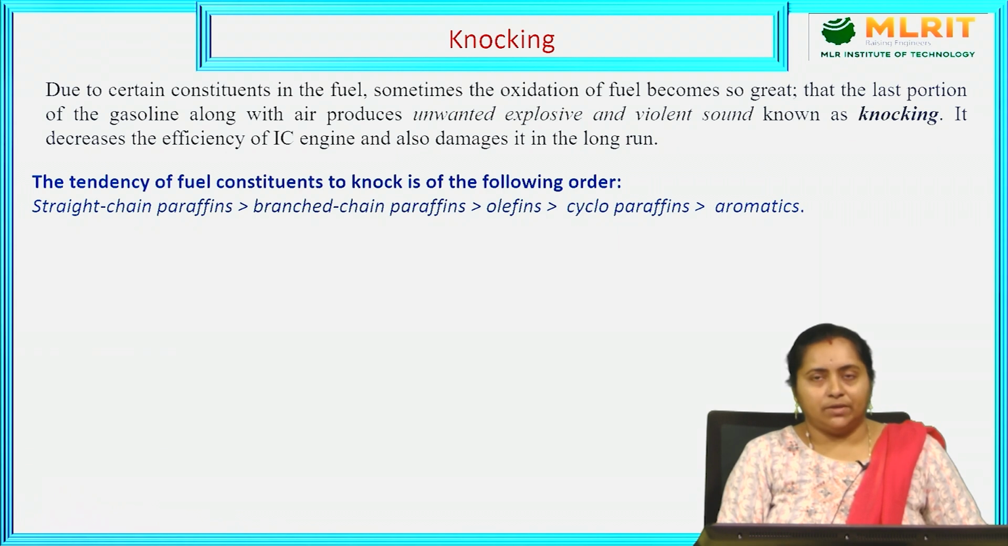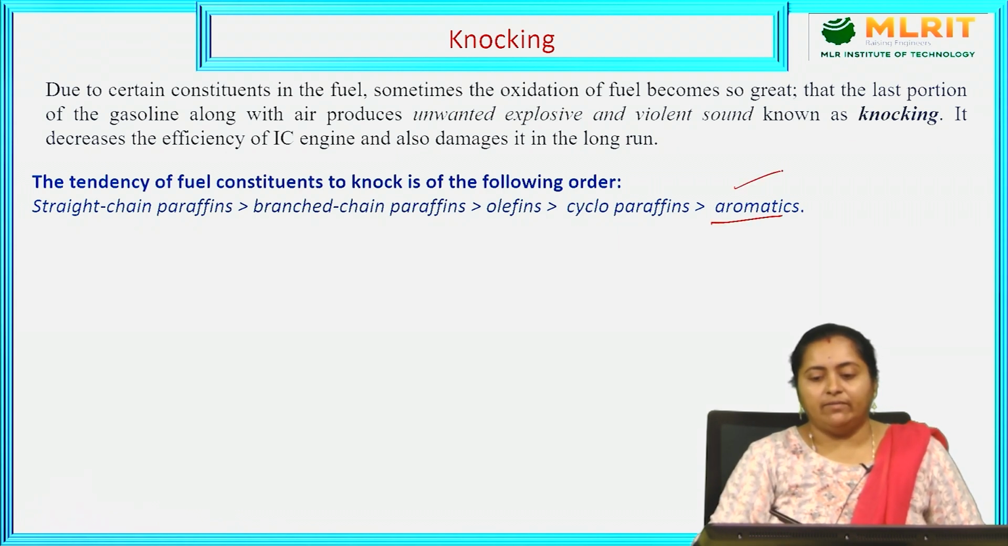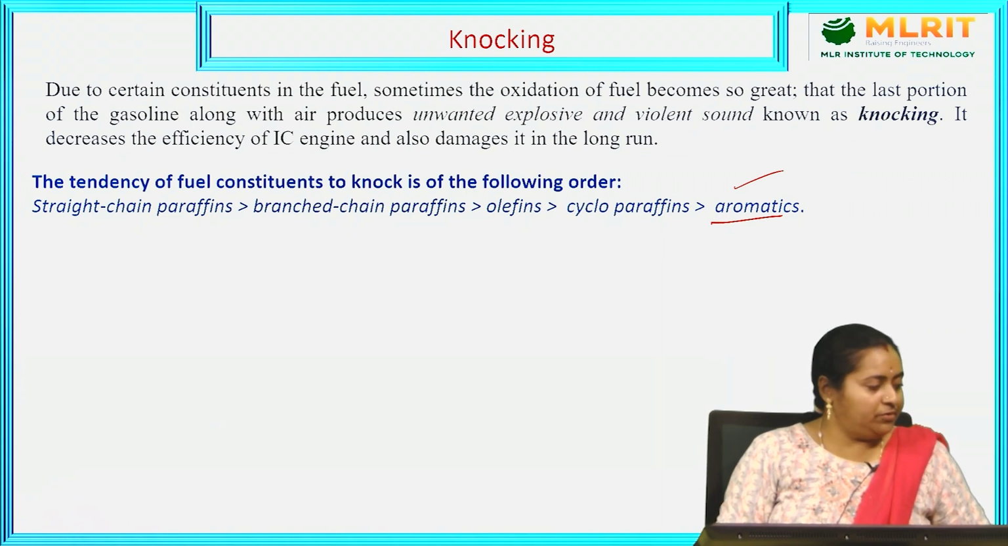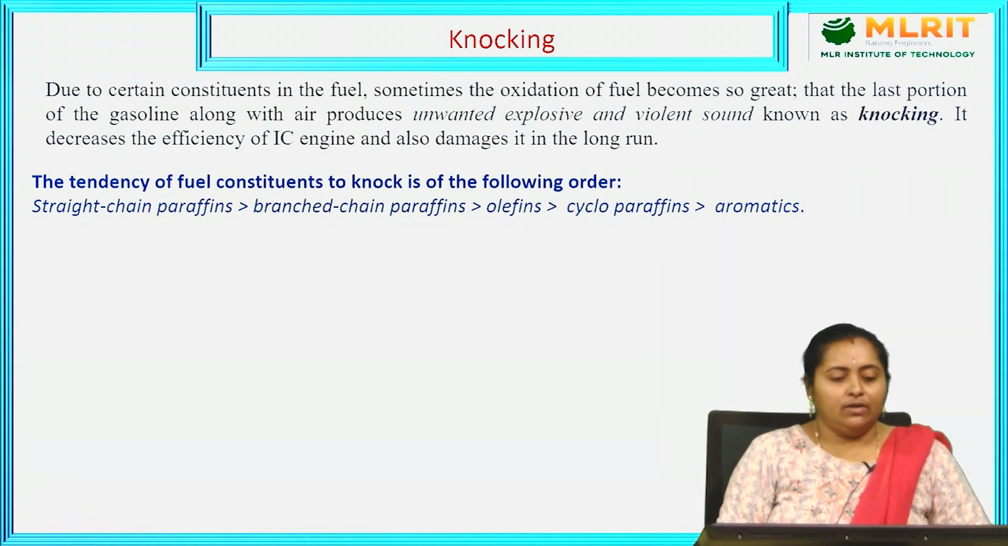A compound is said to be aromatic in nature if it satisfies different conditions, and one of the most important is that it has to obey Huckel's rule, that is, it should contain 4n plus 2 pi electrons. And whenever it is brought near a flame, it releases a sooty flame; only then can we say it is an example of an aromatic compound. So this is the order of tendency of the fuel constituents to be involved in the knocking process.